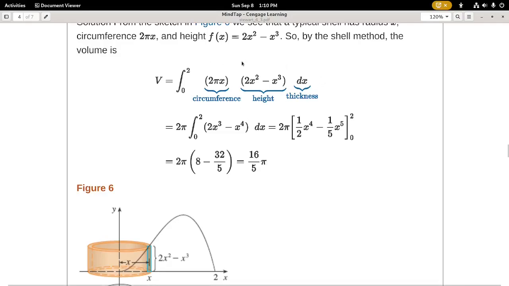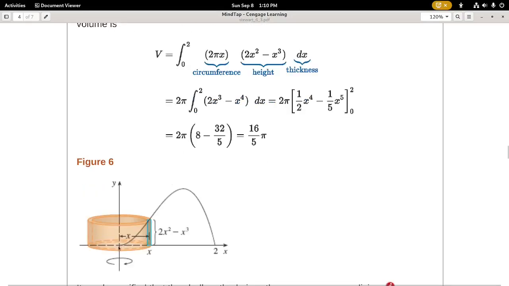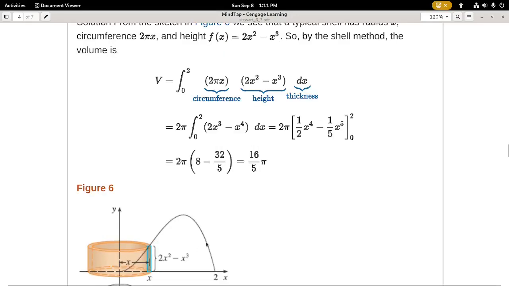You get the volume of one of these really thin shells, and then you have to add up all the volumes, which means you integrate from x equals 0 to x equals 2, because that gives you the volumes of all the little shells. So when you do things like that, the integral, just to set up, becomes this. 2 pi x, that's the circumference, height, 2x squared minus x cubed, thickness, dx. And now you've set up the integral.